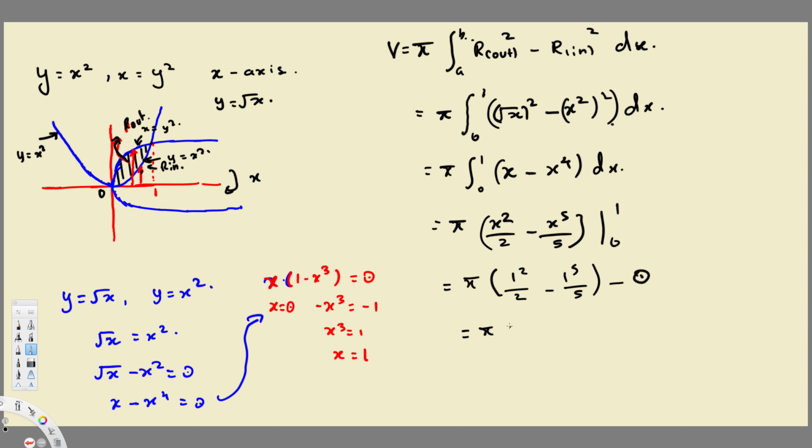And this is going to be 1 over 2 minus 1 over 5. If we take 10 as the common denominator, this is going to be 5 minus 2, and that's going to be equal to 3 over 10, and that's going to be the volume of this shaded region.